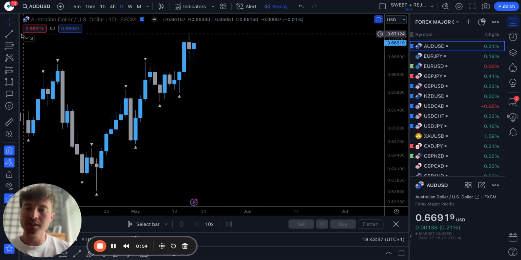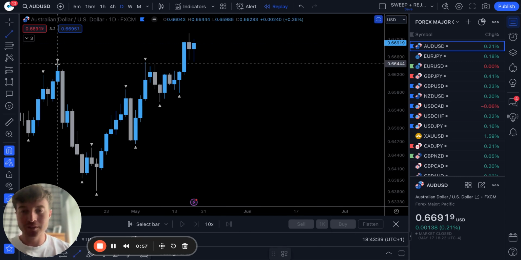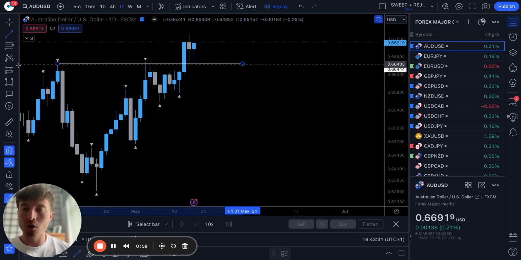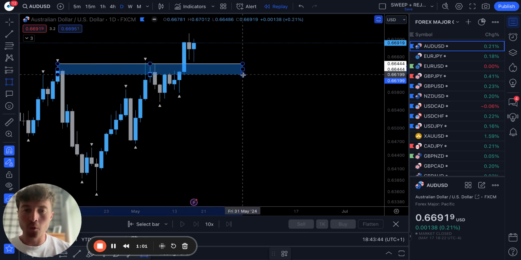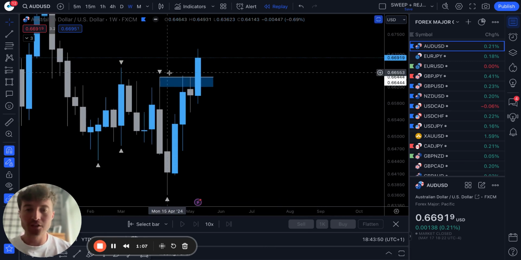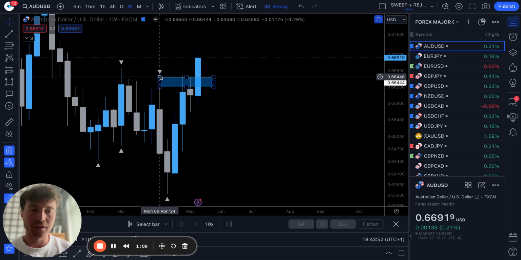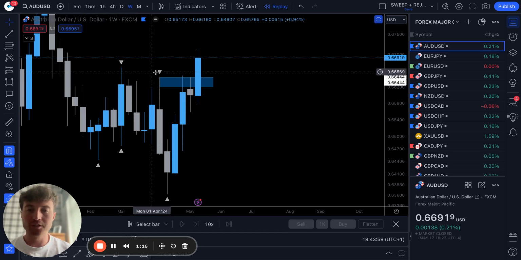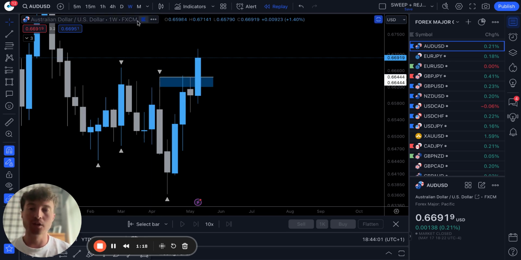This is AUD USD, so this is on the FX market. And what we have is this fractal high on the weekly time frame. So you can see the most recent fractal high is this one here, and that's coming in at the 0.66400 area. Okay, so this is the weekly fractal high.